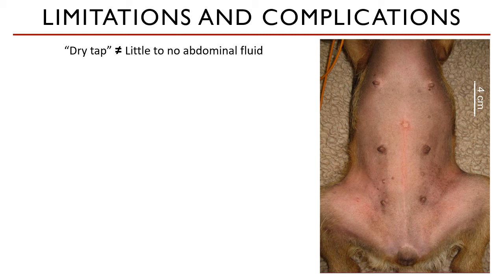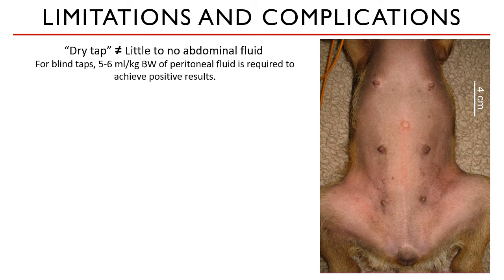Why? For blind taps, we need to have at least 5 to 6 milliliters per kilo body weight of peritoneal fluid to be able to aspirate it. So if you only have minimal fluid, you will not be able to aspirate it, especially if you're just doing a blind tap without an ultrasound. So you have to factor that in before you actually think that there is no free fluid.